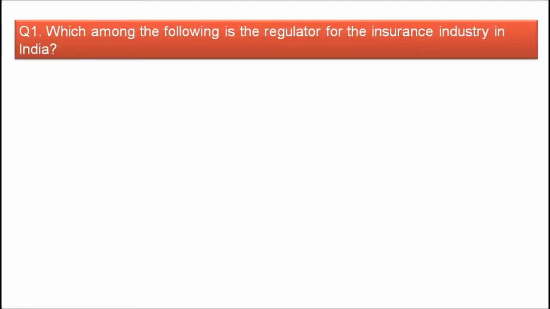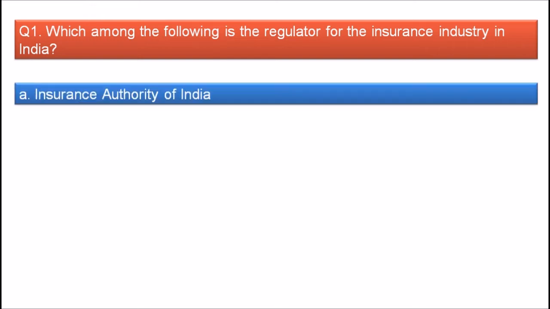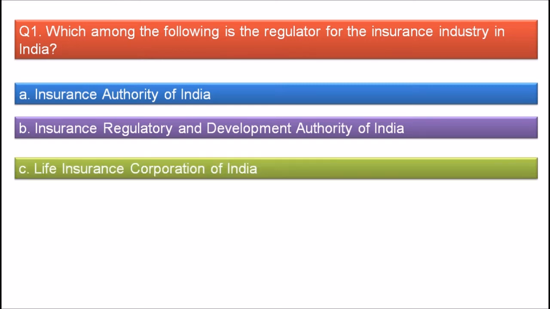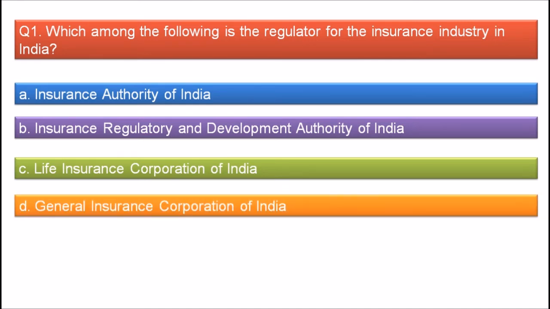Next, the question is: which of the following is the regulator for the insurance industry in India? Just now what I said, Insurance Authority of India? No. Who is the regulator? The Insurance Regulatory and Development Authority of India is the regulator of the insurance industry in India. Life Insurance Corporation of India? No. General Insurance Corporation of India? No. The answer is B. The Insurance Regulatory and Development Authority of India is the correct answer. That means it is the only regulator for the insurance industry in India.